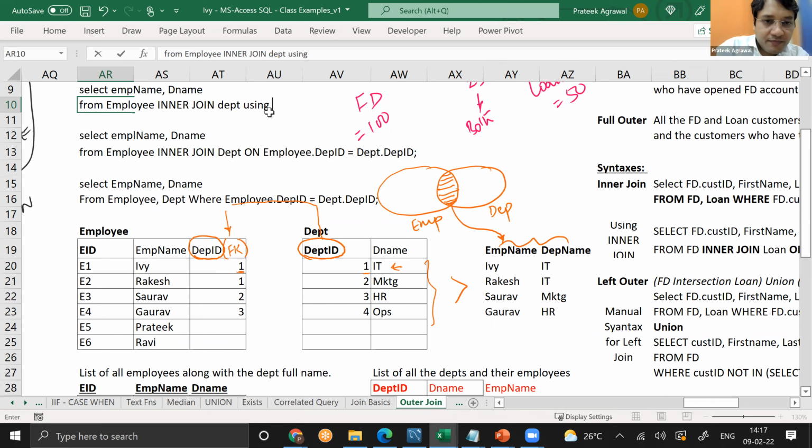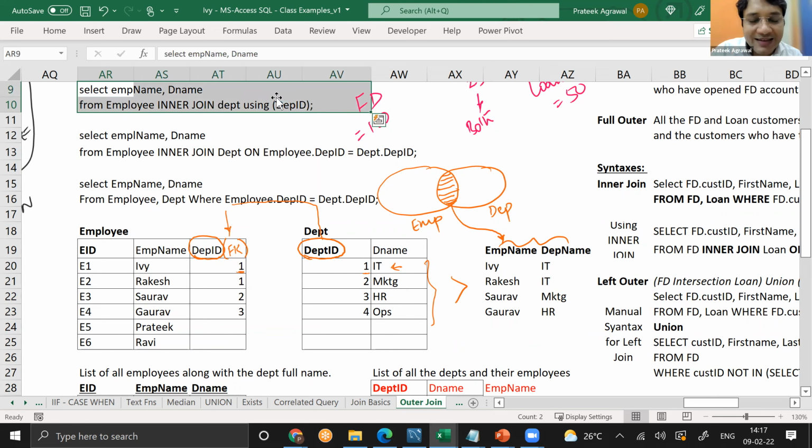Using this method can be used when the common column has exactly the same name, Sanjeev. Because at times it may so happen that, in fact, you can see here it's called as DEP ID and here it's called as DEP ID. In this case, we could not have used this method. Here the common column should have the same spelling. But this method is more universally accepted.